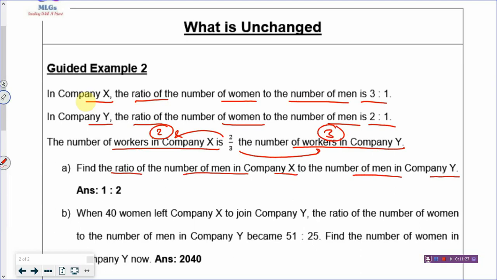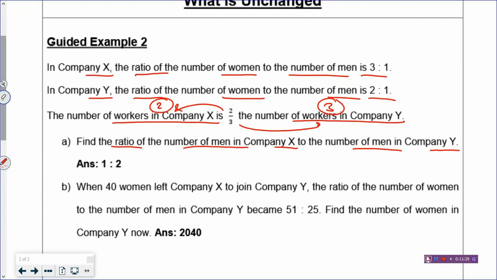Alright, so until now, this is not a before and after yet. Alright, but if you come to part B, then you see there's a before and after. 40 women left company X to join company Y. So there's a change, right? Before change, after. So there's a change. And the ratio of the women to the men in company Y became 51:25. So find the women in company Y now. Alright, very complex, looks complex.